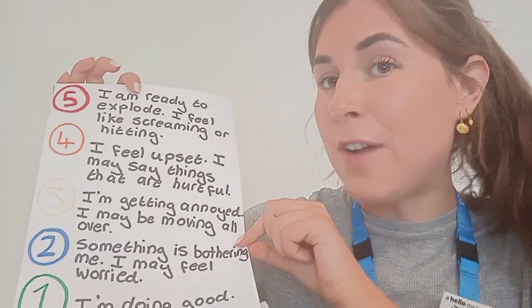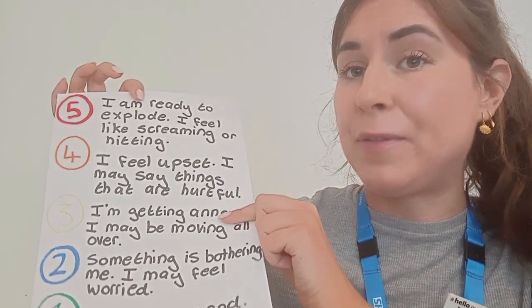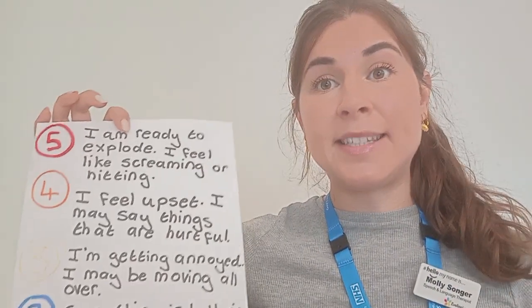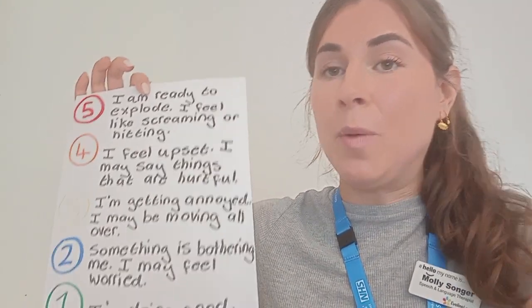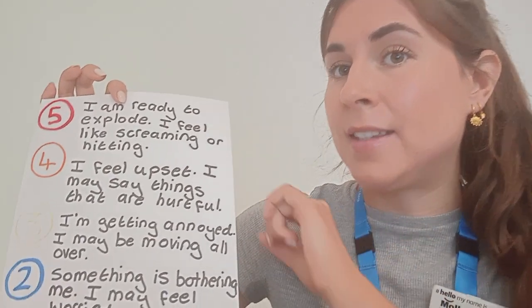So this is very individual to different children. For some children, when they're getting a bit annoyed, so at this kind of level 3, you might be able to see this because they're moving their body around more. This is just an example. Change this for what your child says using their words.